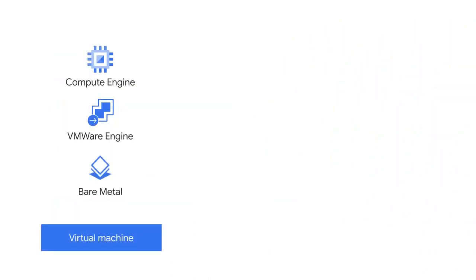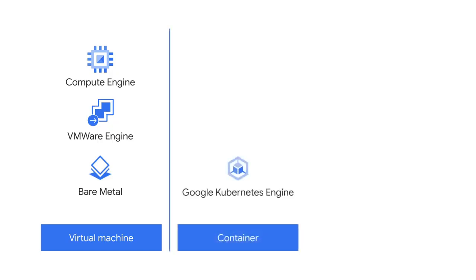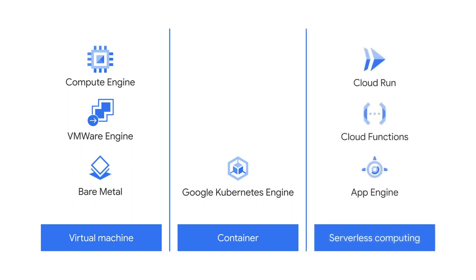In this video, I'll cover VM-based compute options, including Compute Engine, Google Cloud VMware Engine, and Bare Metal. Next, I'll look at Google Kubernetes Engine, or GKE, which is a container-based compute option. Finally, I'll explore three serverless computing solutions: App Engine, Cloud Functions, and Cloud Run.